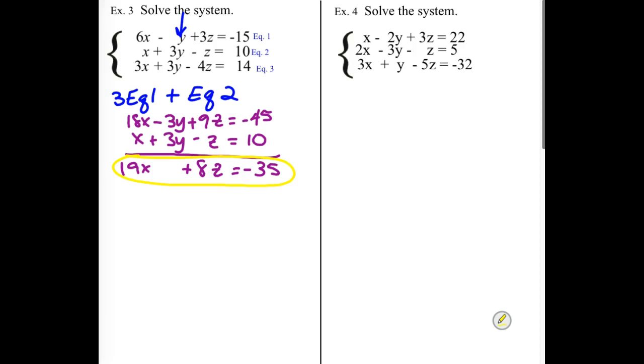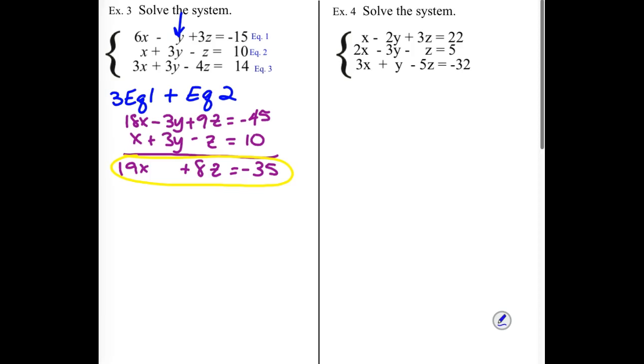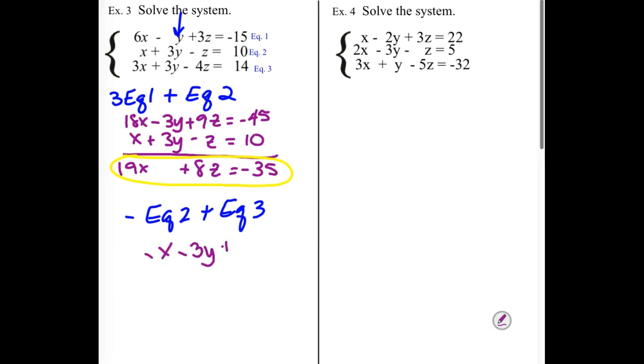Okay. Let's go back. Now we need to somehow use equation 3. Could we pair equation 2 and 3 together? They both involve a 3y, yes? So could I do equation 2 and equation 3 with one of them being multiplied by a negative? So I'll multiply equation 2 by a negative. So my second equation becomes negative x minus 3y plus z equals negative 10.